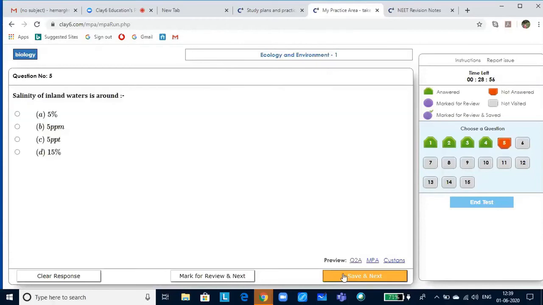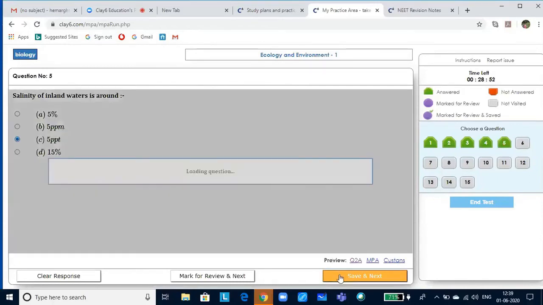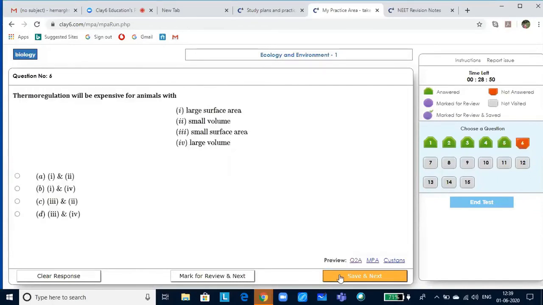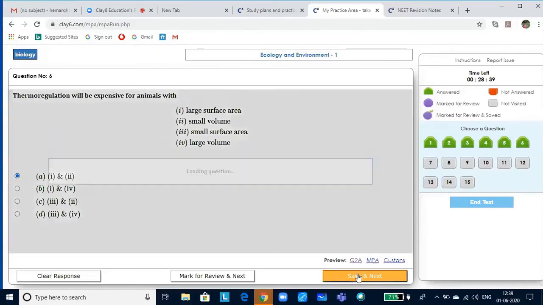Salinity of inland waters is around 5 parts per trillion. Thermoregulation will be expensive for animals with large surface area and small volume. So the choice will be 1 and 2. So A has got both 1 and 2. So that is the correct answer.